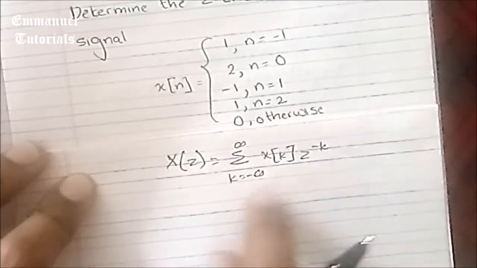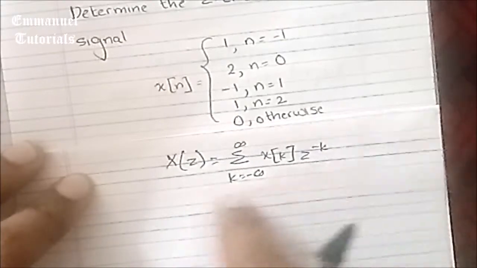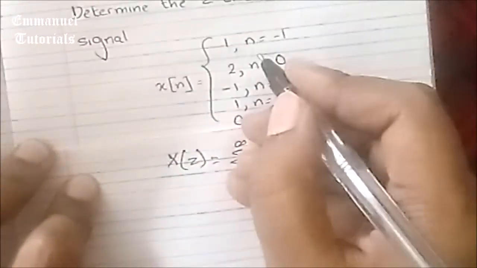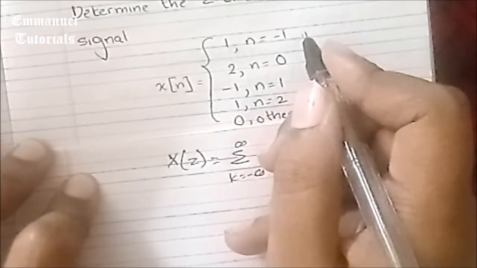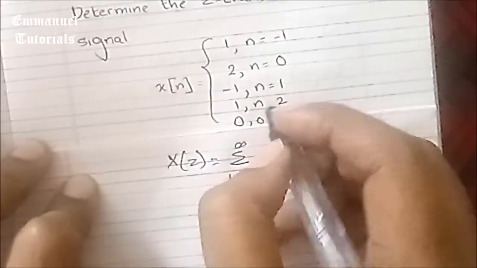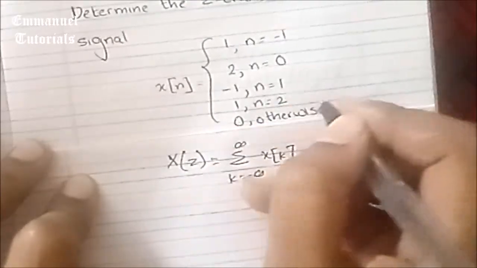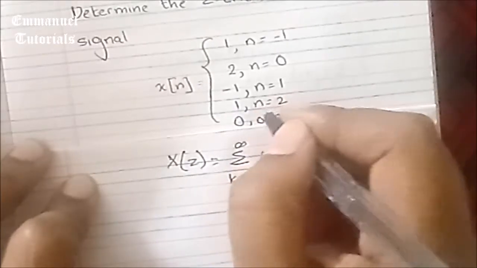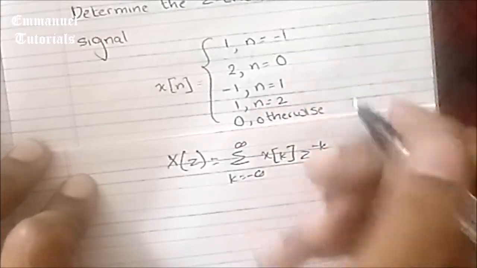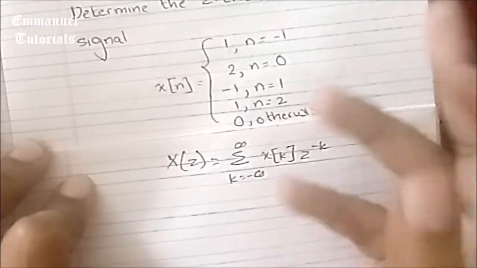Now what we have to do is expand this value for each of the values between -infinity to +infinity. Here we have been given values of the signal at particular points, that is n equal to -1, n equal to 0, n equal to 1, n equal to 2 and otherwise. So this otherwise part can be eliminated because it is 0 anyways. All the values of the signal at the other points are 0, so 0 into z raised to anything is going to give us 0.